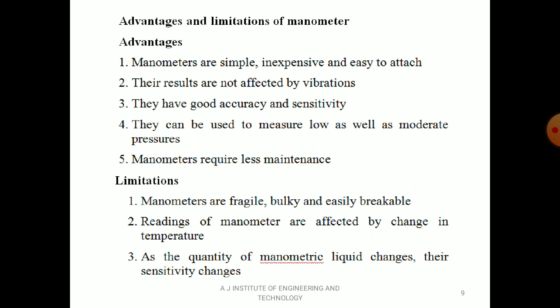As the quantity of manometric liquid changes, their sensitivity changes. So what is manometric fluid? Usually we use mercury as manometric fluid. Fluid inside that manometer is called manometric fluid. If we vary that manometric fluid quantity, that is going to change the pressure value, that is sensitivity, the amount of time taken for sensing that pressure, that is going to vary directly with respect to manometric liquid. So those are the advantages and limitations of manometer.